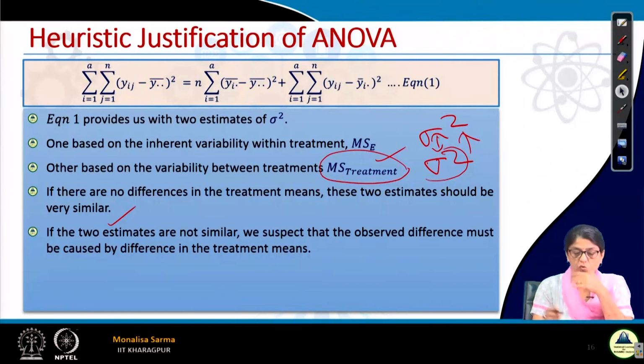Okay. So if the two estimates are not similar, we suspect that the observed difference must be caused by the difference in the treatment means.